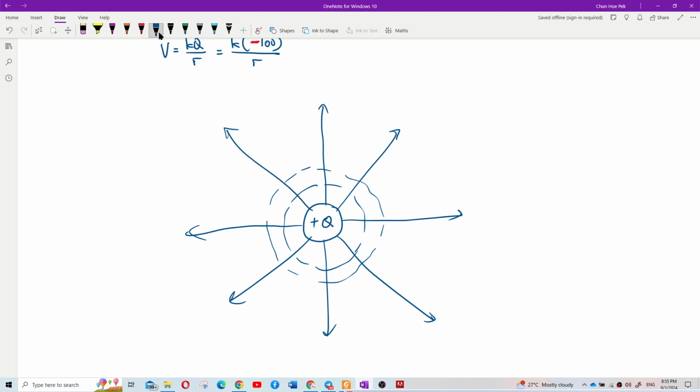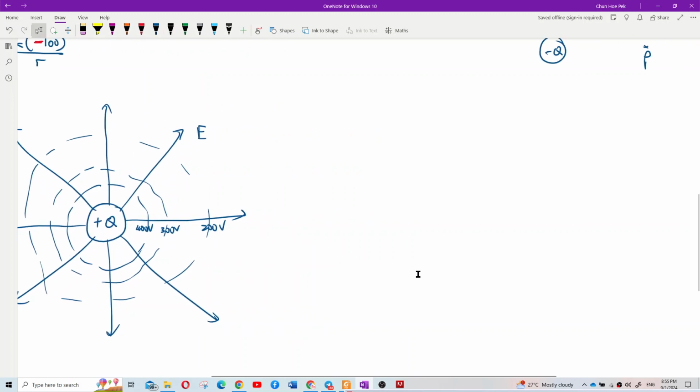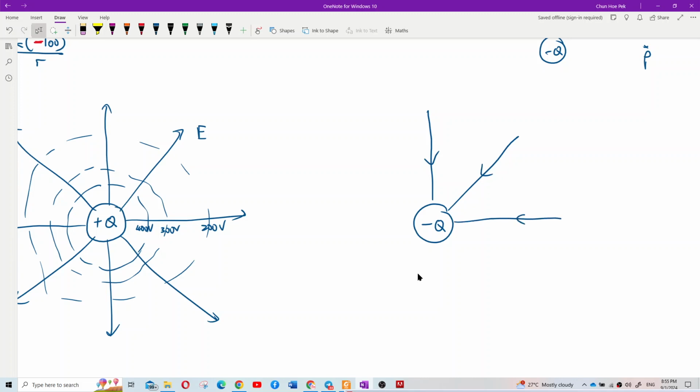Okay. This is the electric field, and you can see it starts from potential 400 volt, 300 volt, 200 volt, isn't it? But let's say this is a negative point charge. Let's say I have a negative point charge. What happened? Electric field is towards.